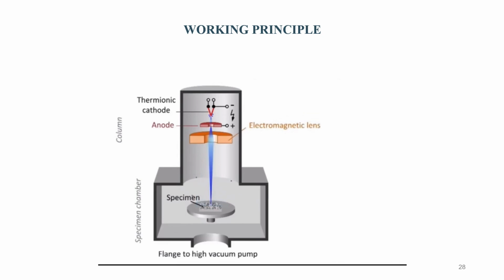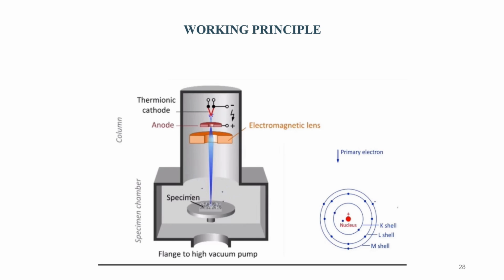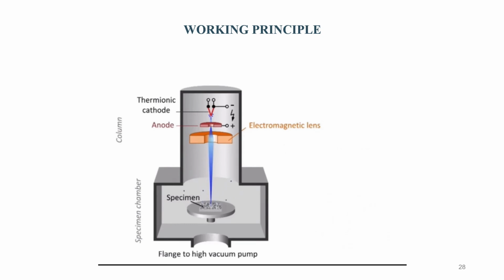These primary electrons fall on the specimen. The next part of this instrument is called the electromagnetic lens. This electromagnetic lens focuses the beam of electrons on the specimen so that it falls directly on the specimen only. When these electrons hit the specimen, as the specimen is made up of molecules and molecules are made up of atoms, the electrons present in the outer shell of the atom get knocked out by this beam. These blue colored electrons that are shown in this video are called secondary electrons.